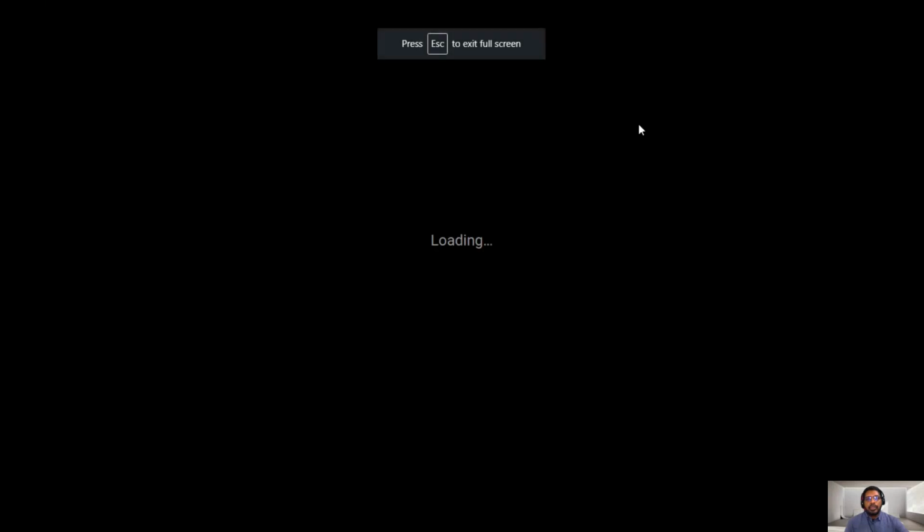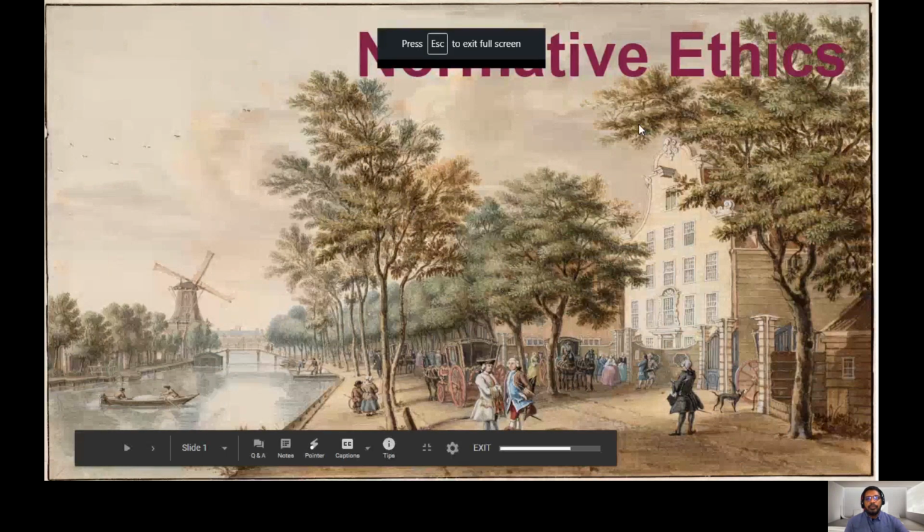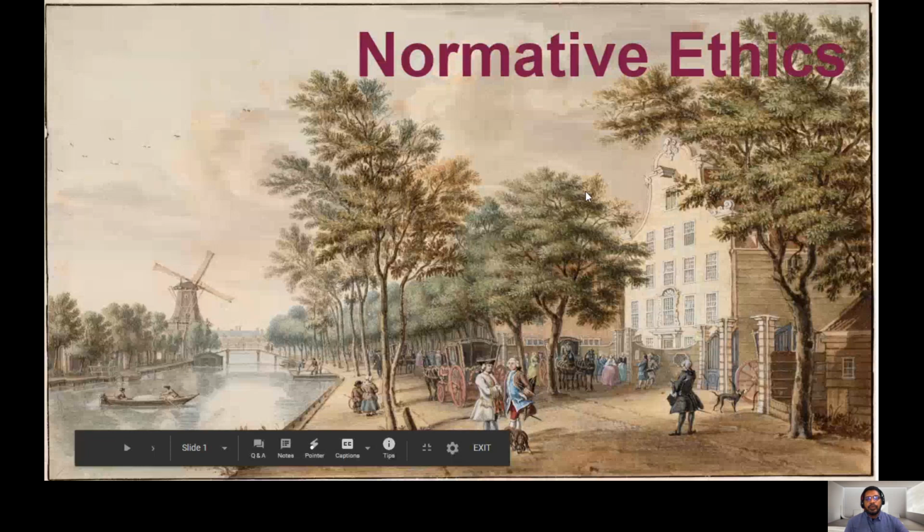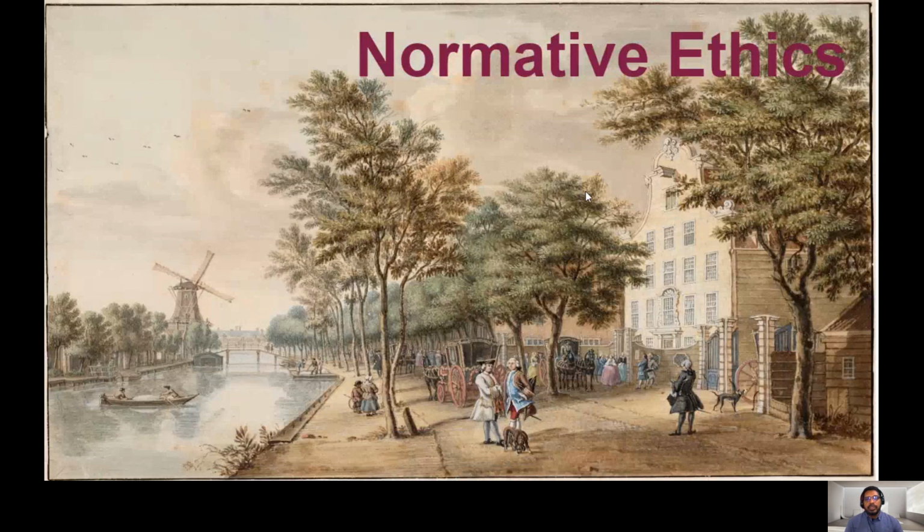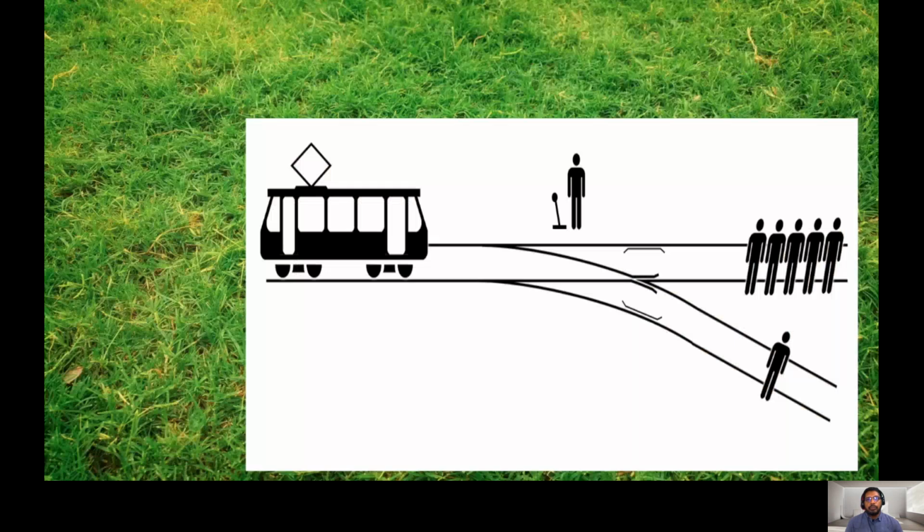Now, having said that, let us discuss normative ethics today. Normative ethics has two major schools. The first school is called consequentialism, and the second school is called non-consequentialism. In order to understand that, let us begin with the classical case, the case known as the trolley problem.